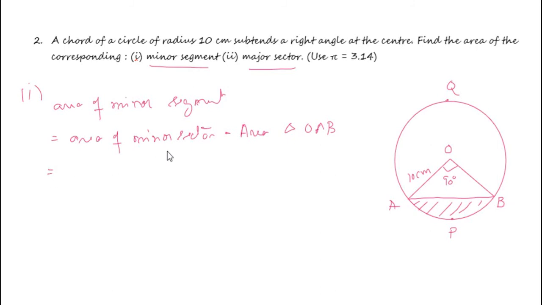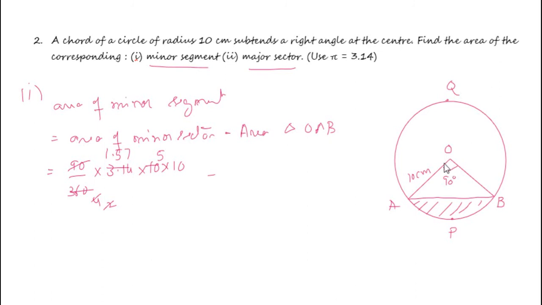So area of minor sector, that is theta is 90 degree, divide by 360 into pi has to be taken as 3.14. So it is 3.14 into r square. R square is 10 into 10. This is 4, 2 times, this is 5. Minus area OAB.